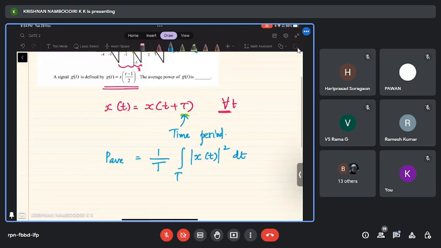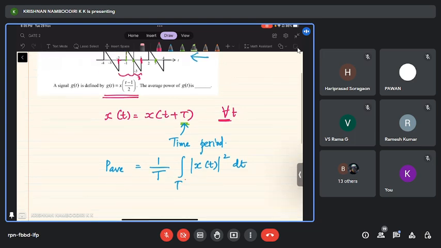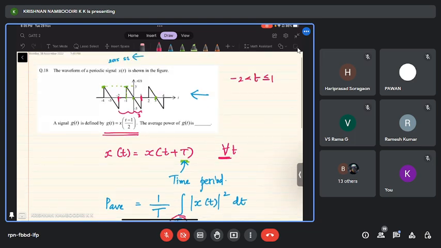You can convince yourself. Let us try to focus on one particular period. Maybe for x of t, I will focus on -2 less than or equal to t less than or equal to 1. So from this to this is one period. Okay. So in fact, you can exclude 1: -2 less than t less than or equal to 1. I am focusing on this period because to find the average power, I just need to focus on one time period. Now, how does g of t look like?